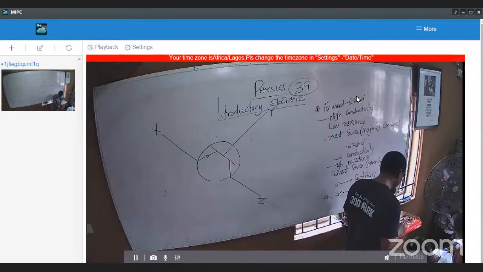The IV graph, high current and voltage. IV graph for a diode. Option A, nobody should miss this.